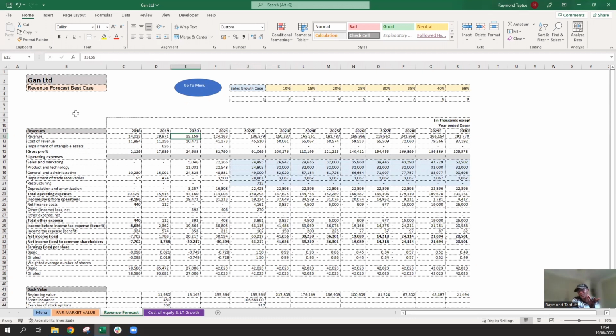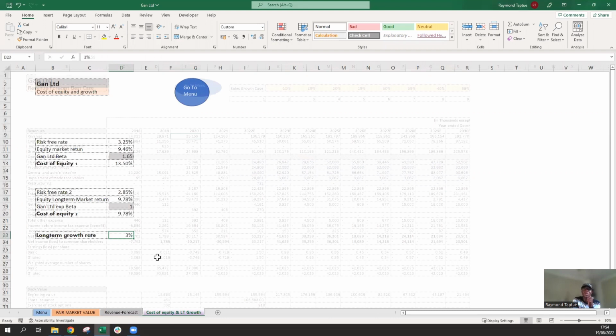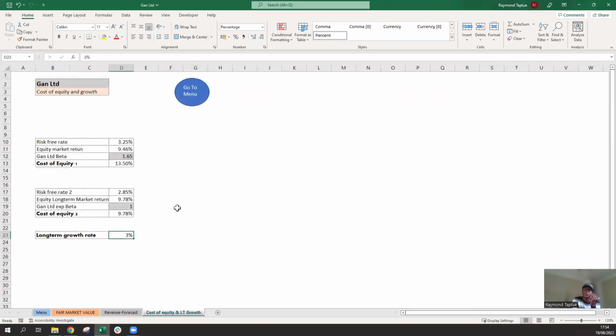The next variable that we need to determine for this exercise is obviously the cost of equity for the first period, 2022 to 2030, and the second period from 2030 to the foreseeable future. For the first period, we have determined the cost of equity to be about 13.5%, for the second period about 9.78%, and the long-term growth rate to be about 3%, in line with the OECD forecast of economic growth.